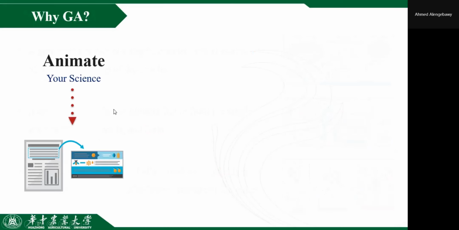So why do we make a graphical abstract? We can find some journals now where the graphical abstract is mandatory. Firstly, to animate your science. We all know that visualization of everything is better than text. So if you just read text, it is a little bit boring and not memorized well. But if you see an image like that, you can memorize it, and it is easy to understand.